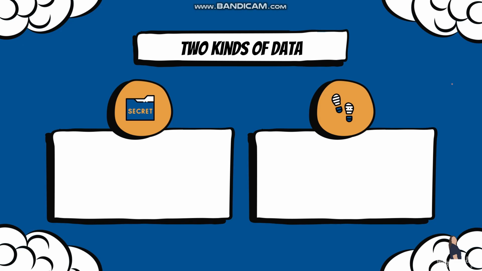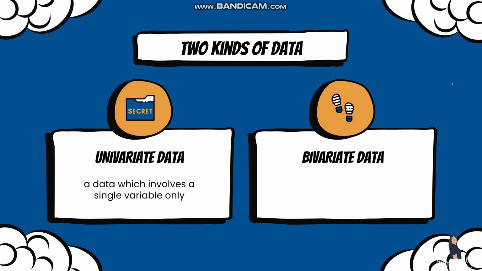The two kinds of data that we have are what we call univariate data, and the other one is bivariate data. When we say univariate data, it is data which involves a single variable only. So if you only have one variable in your study, then that is called univariate data. For example, you just want to identify the height of your sample. That involves one variable only, which is the height.